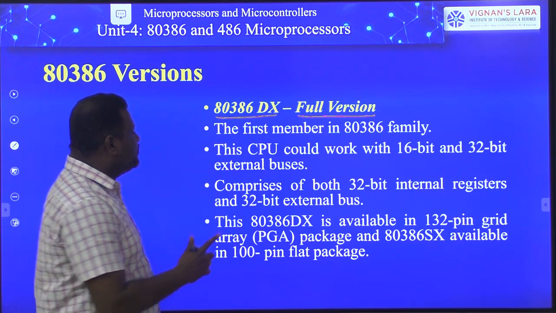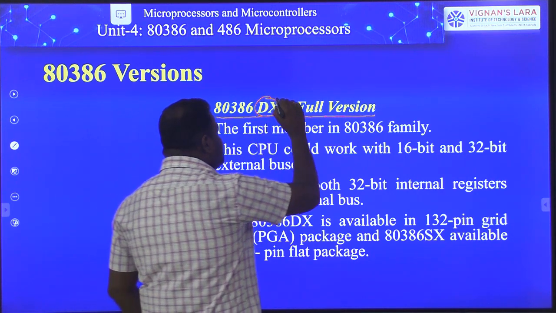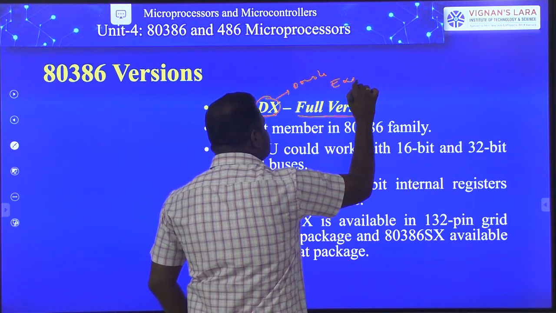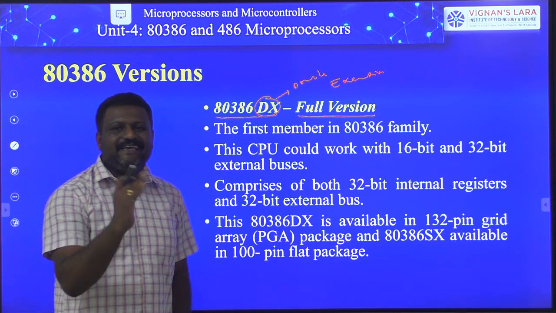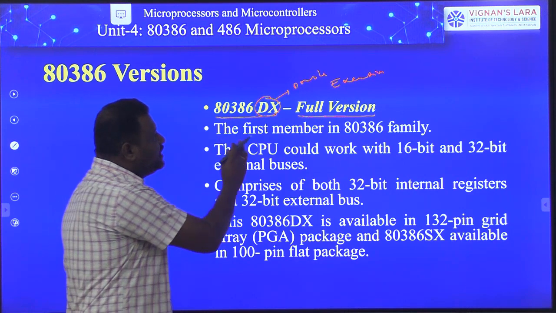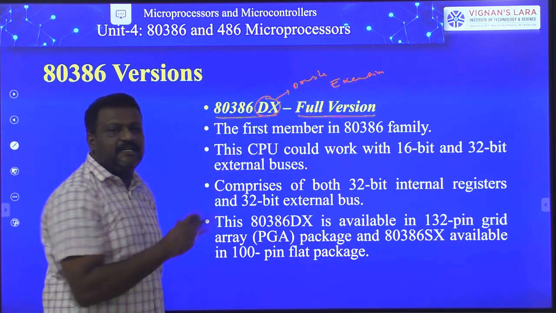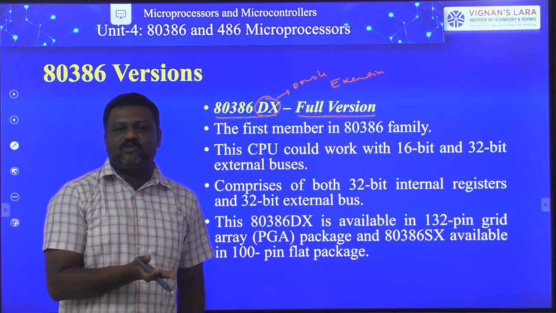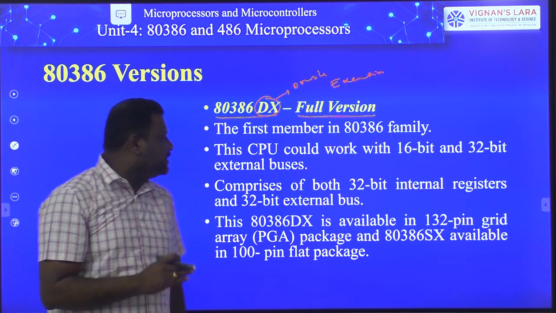The first thing is what this DX means. Remember, friends, DX means double execution. This is the meaning of DX. So 80386DX, where DX represents double execution, was the first member in the 80386 family.